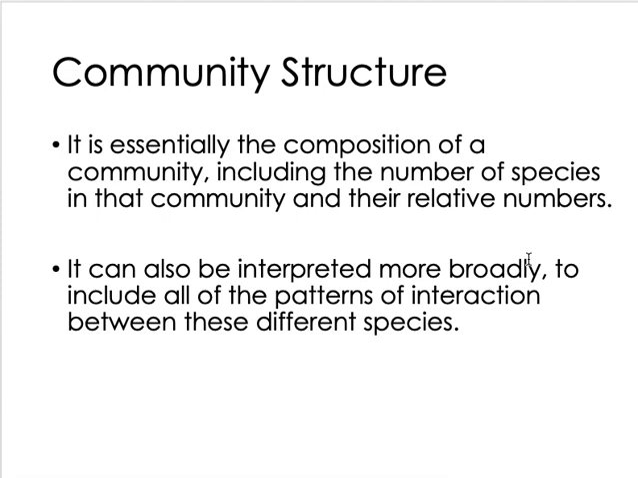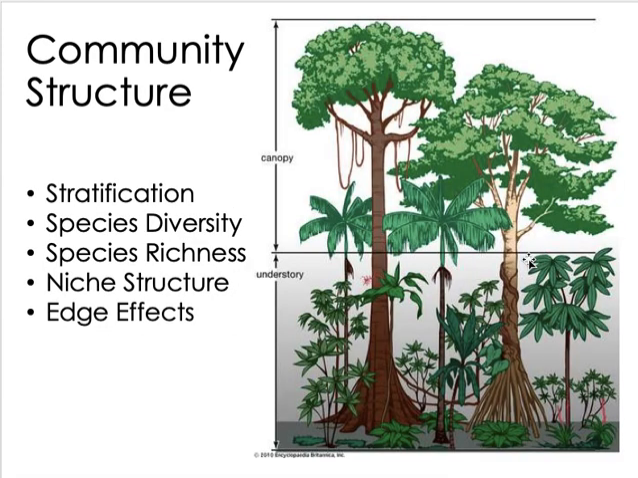So the different species as well as different interactions shape what we so-called community structure. Community structure has stratification, species diversity, species richness, ecological structure, and edge effects. These are some of the important terms related to community structure. For example, if you look for stratification, in a community there is what we call zonation or spatial zonation.